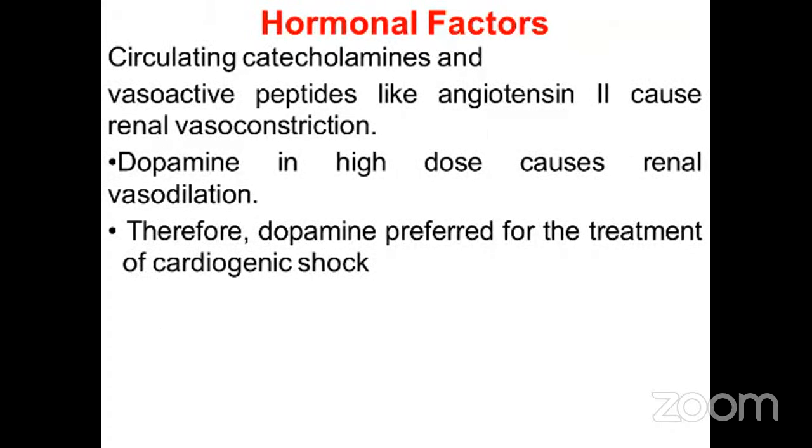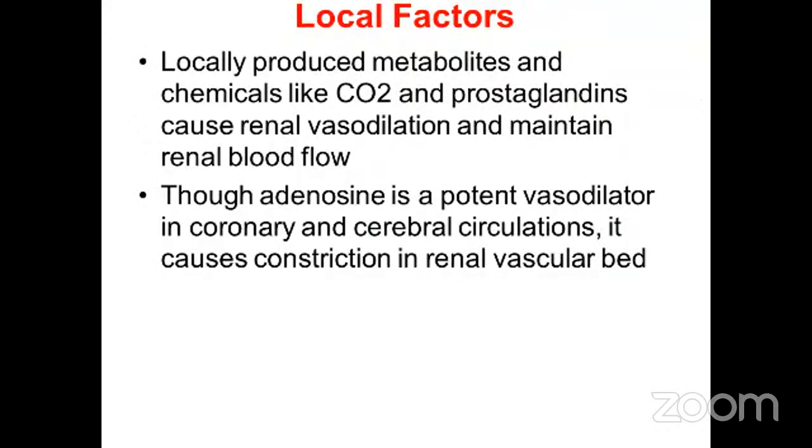Hormonal factors: circulating catecholamines and vasoactive peptides like angiotensin 2 cause renal vasoconstriction. Dopamine in high dose causes renal vasodilation. Local factors: locally produced metabolites and chemicals like carbon dioxide and prostaglandins cause renal vasodilation and maintain renal blood flow.